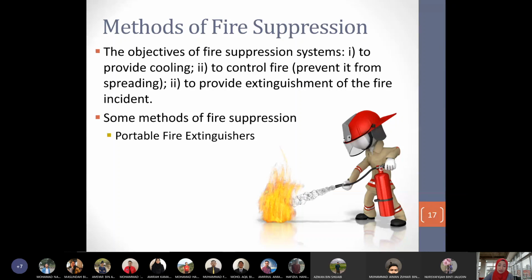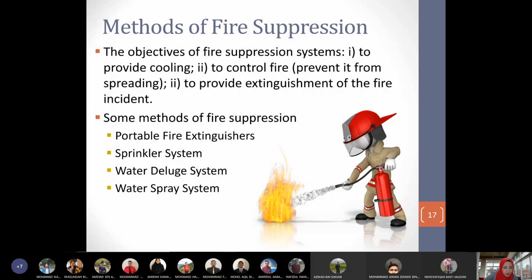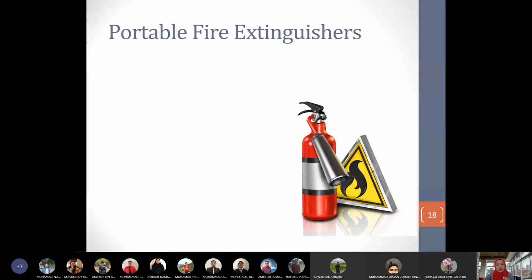Okay. So there are several methods of fire suppression. And these are some of the methods, but there are actually more. So one of them is using a portable fire extinguisher. Secondly is to have a sprinkler system. Another example is water deluge system, water spray system, water flooding, and steam smothering, as well as water curtains. Okay, so now let's take a look at fire extinguishers.